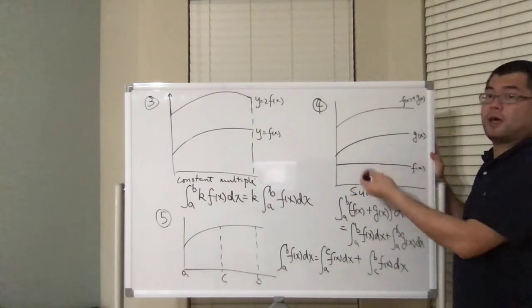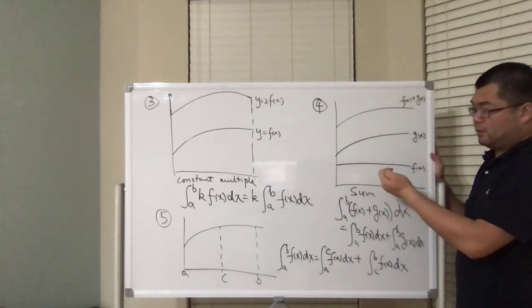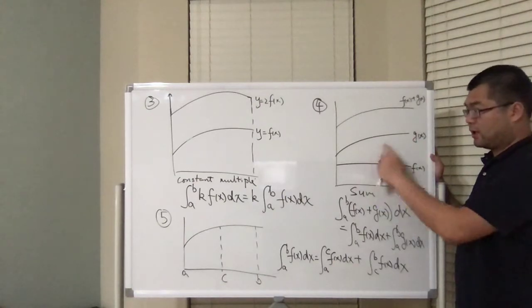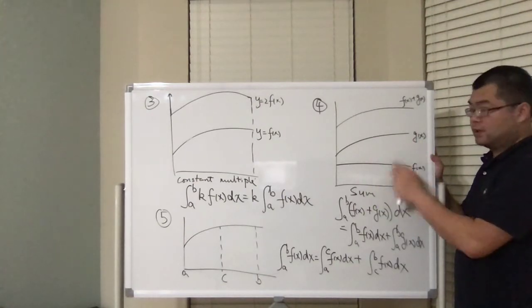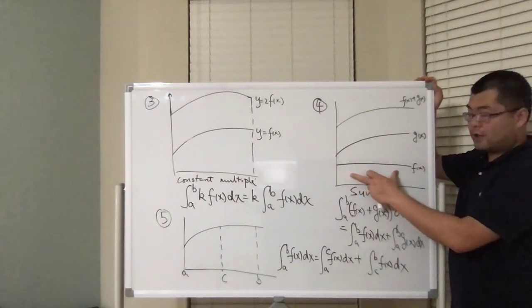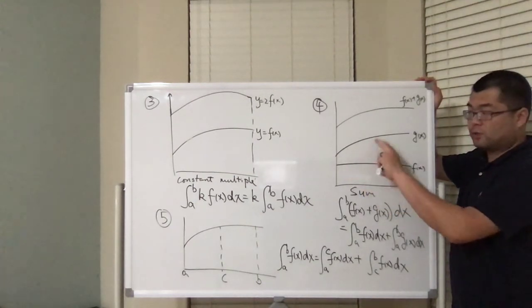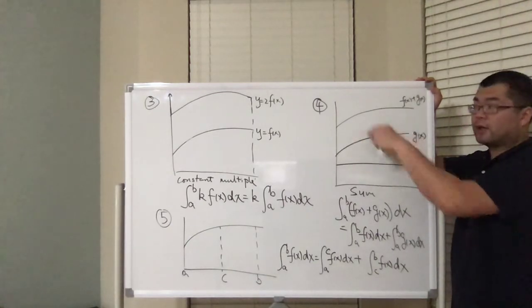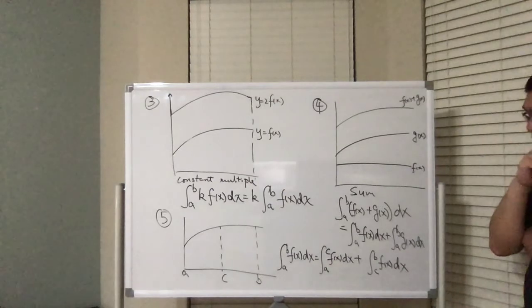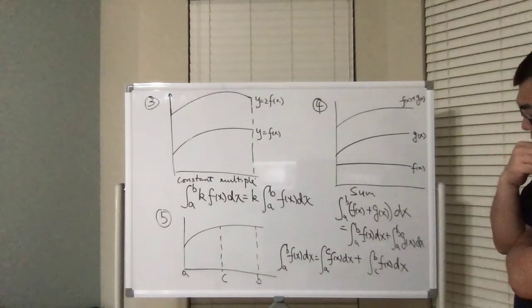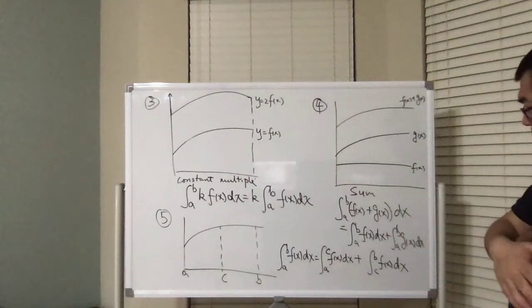And it can be calculated by the area under f(x) plus the area under g(x). Again, guys, think about it. There is some overlap between f(x) and g(x). So when you add the areas up, it will become the area under this curve. So this is the sum property.